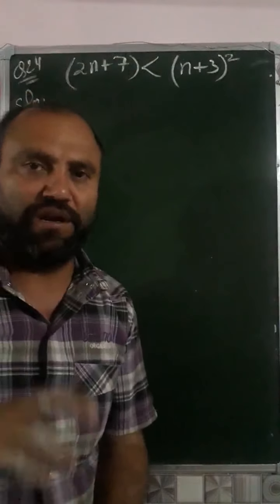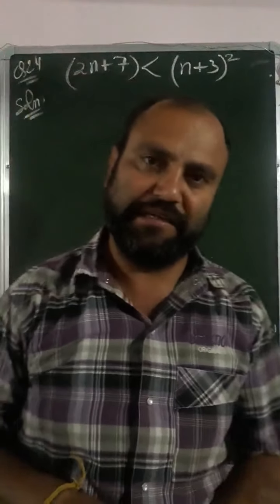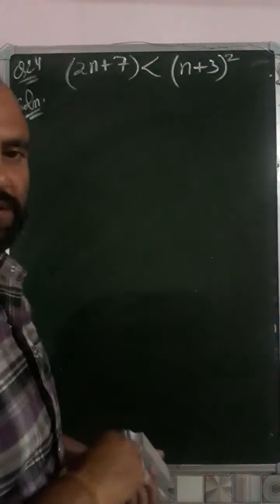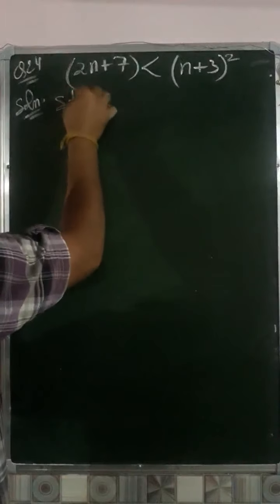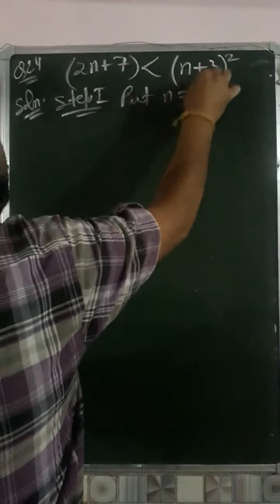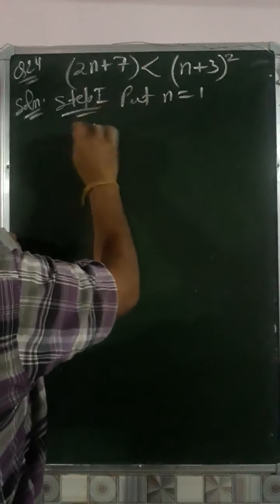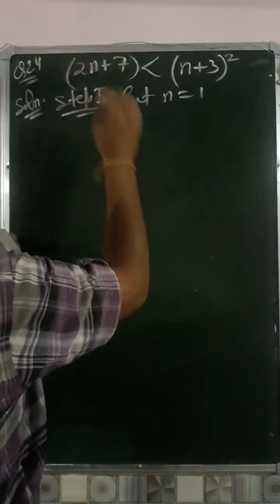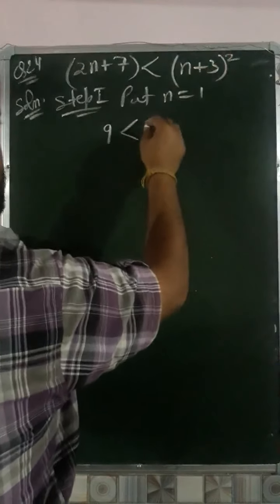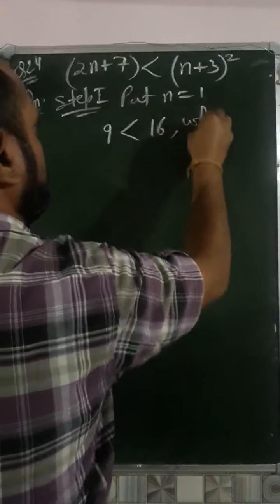Okay, there is one more question in the exercise, that is question number 24. Prove that 2n plus 7 is less than (n plus 3) whole square for all natural numbers n. So let us solve it. Step number 1. Put n is equal to 1. We get 2 into 1 plus 7, that is 9, less than, this is 1 plus 3, 4, 4 square 16, which is true.